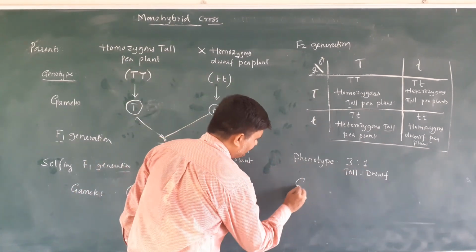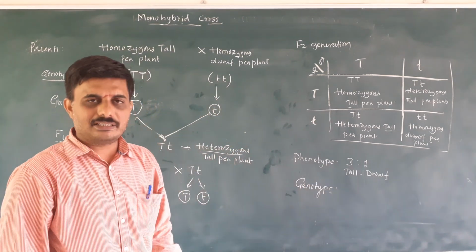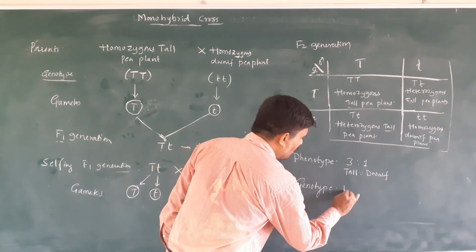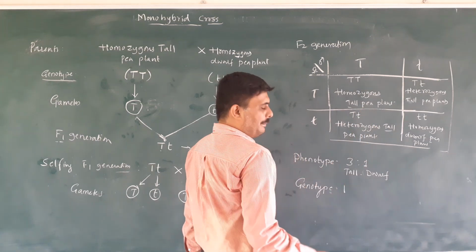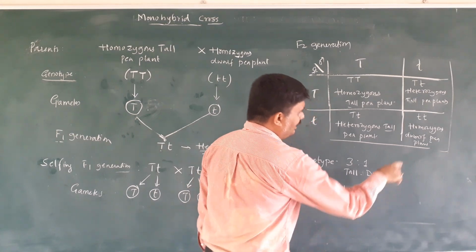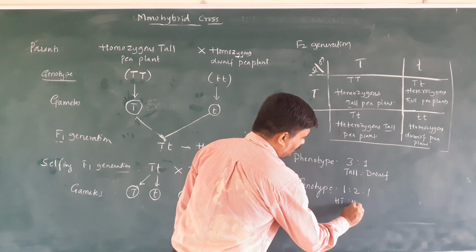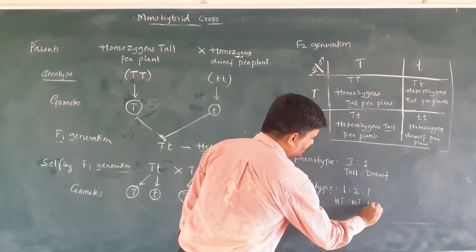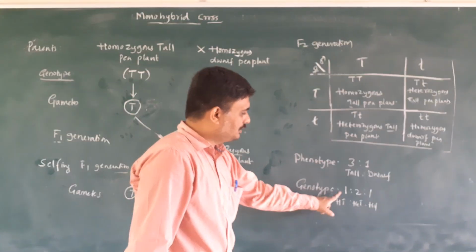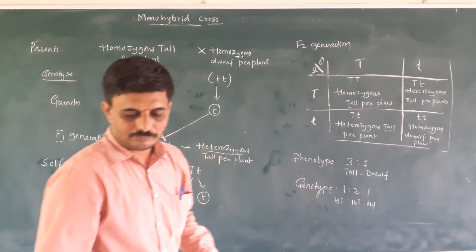Then what is genotype? The genetical appearance of a character is called genotype. Here we get one homozygous tall pea plant, two heterozygous tall pea plants, and one homozygous dwarf pea plant. Homozygous tall, heterozygous tall, homozygous dwarf. So the ratio is 1:2:1. Thus, the genotypic ratio of a monohybrid cross is 1:2:1.